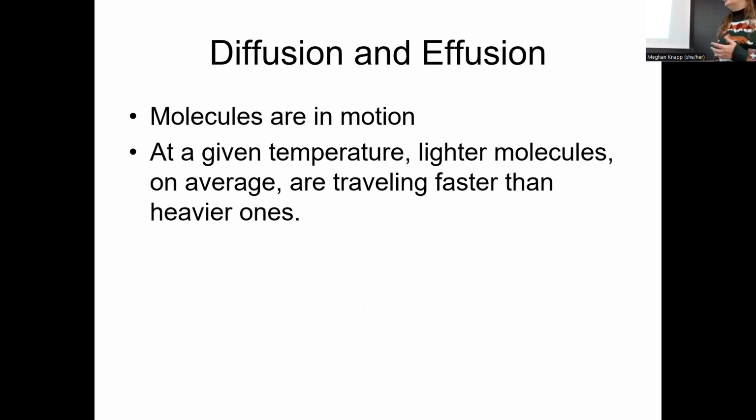Okay. All right. So when we have gases that are moving, they can be mixing, or they can be changing their concentration. So gases are constantly moving. At a given temperature, lighter molecules on average are going to be traveling faster than heavier ones.